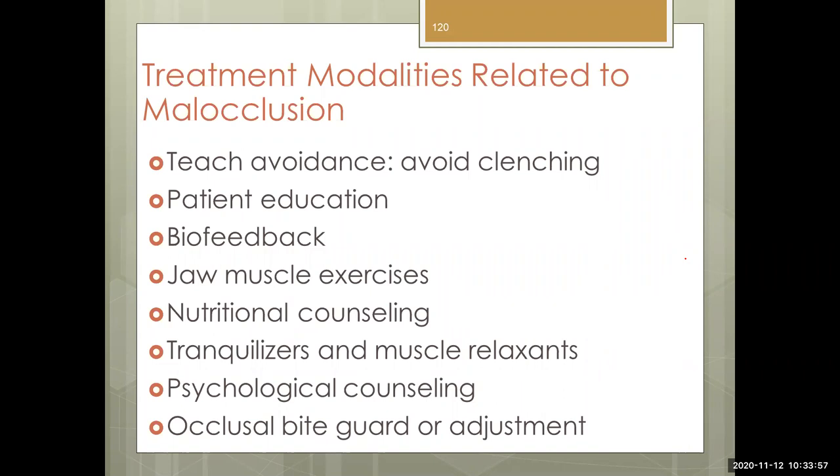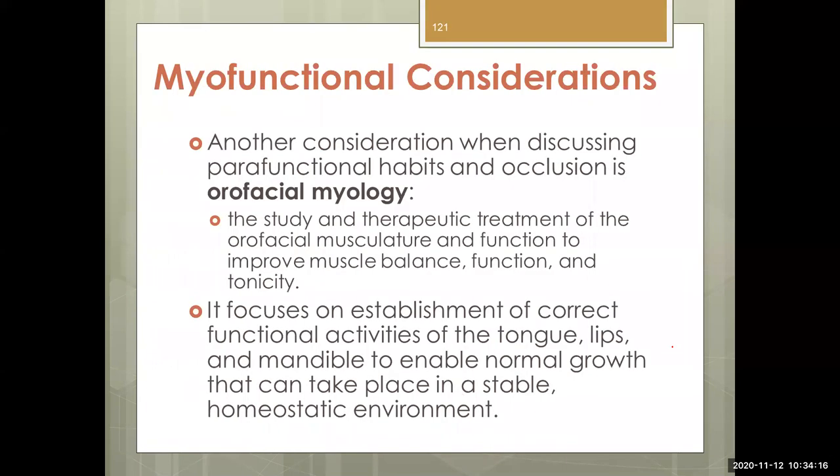and overuse those muscles. Sometimes Valium and other tranquilizers and muscle relaxers are necessary to get the patient out of acute conditions. Psychological counseling, let's reduce the stress, and occlusal bite guards or adjustments. So night guards, occlusal adjustments, orofacial myology is what myofunctional therapy used to be called, but it's retraining the muscles. It focuses on establishment of correct functional activities of the lips, the tongue, and the mandible.